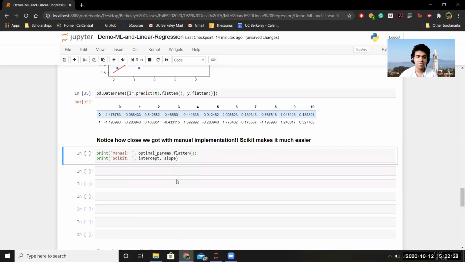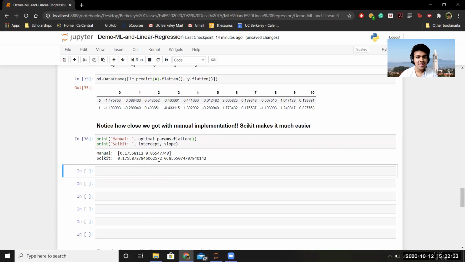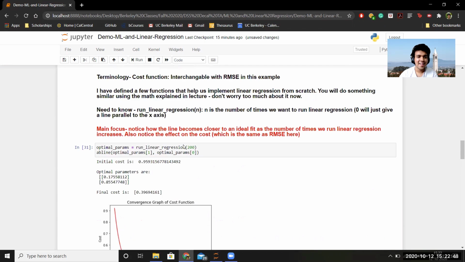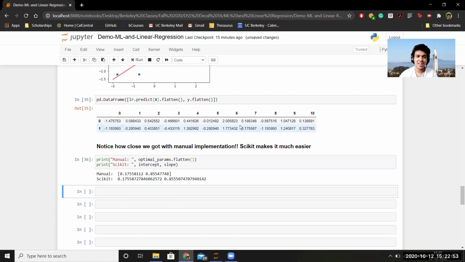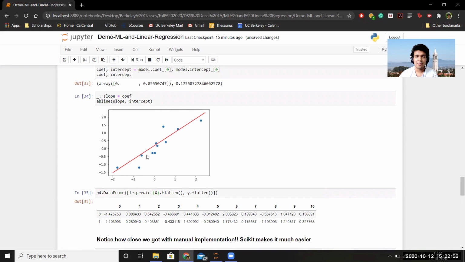And if we want to compare the slope and intercept from the manual approach as well as scikit-learn, you can see that we've gotten very, very close. I mean, this is 0.17558, 0.17558, 0.8554, 0.8555. We're accurate up to the 4th decimal place, which is quite cool. Yeah, so that is a demo of how linear regression is used on an actual data set, how we can use it to fit a regression line between two variables, and how we can use it to model the relationship between a particular pair of data.